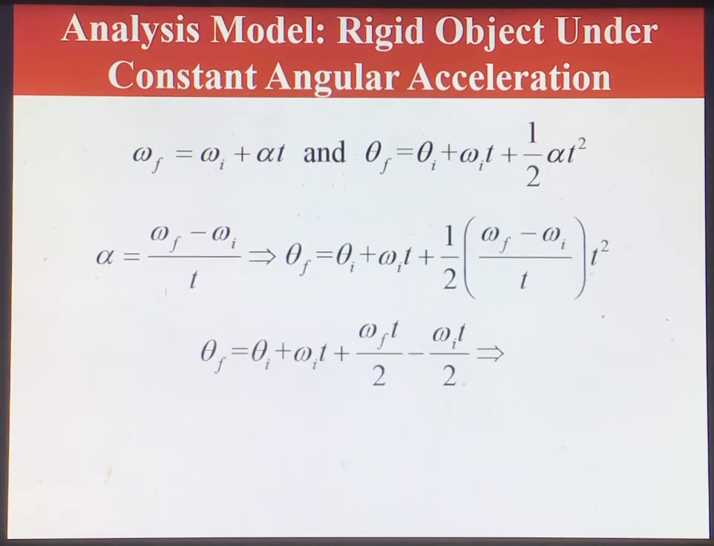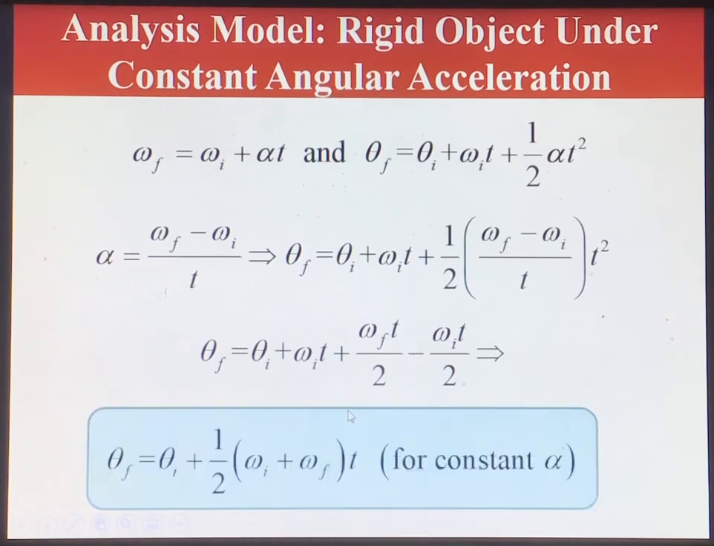All right, sometimes we can also rearrange this equation to define theta final using the average value. We can write theta final using 1/2 times omega initial plus omega final, all times t. So this is an equation that I can use to calculate my theta final.